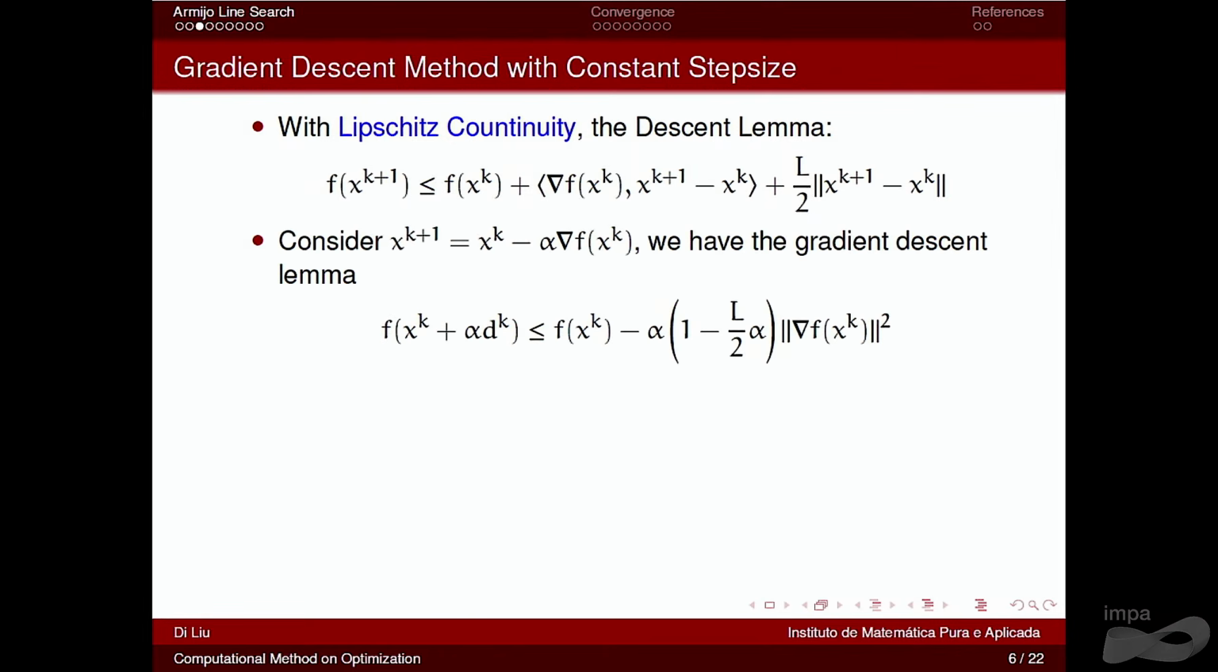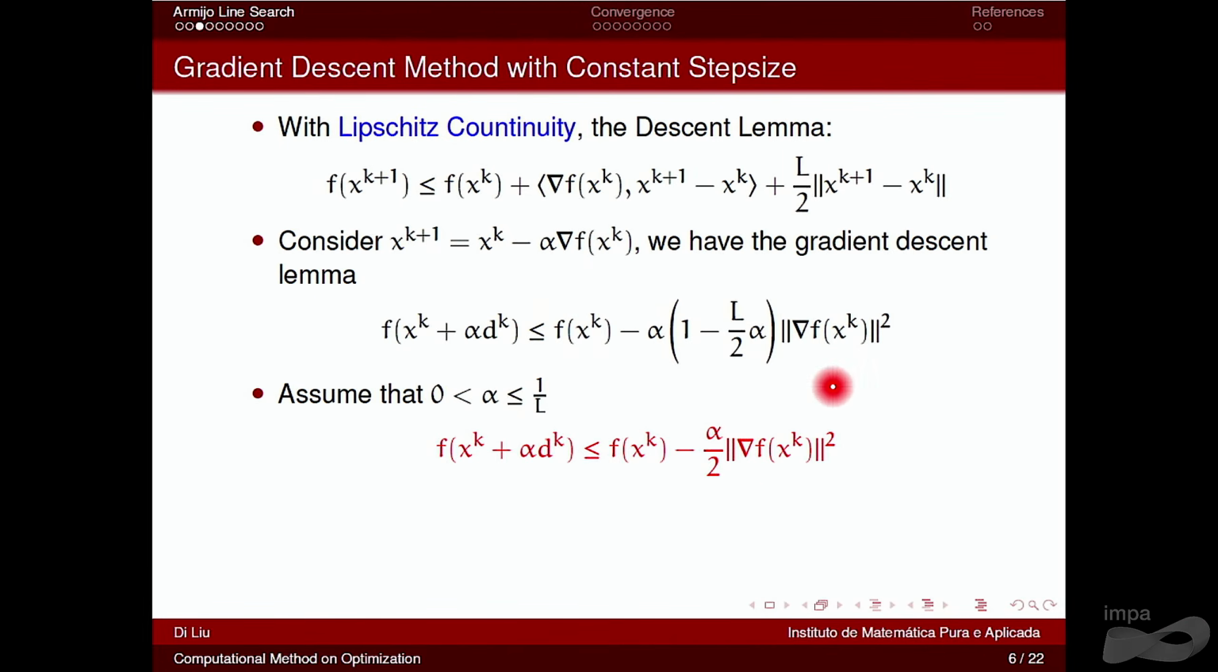Next, if we consider the gradient descent method with constant step size, we use this definition and substitute xk plus 1 with this form, and then we can get this inequality, just using the descent lemma. And then we get this one. We have analyzed this before. If we choose alpha greater than 0 and less than or equal to 1 over L, we can have this inequality.